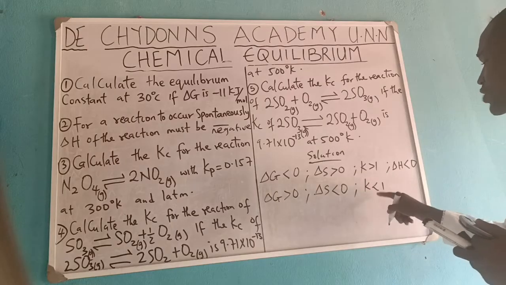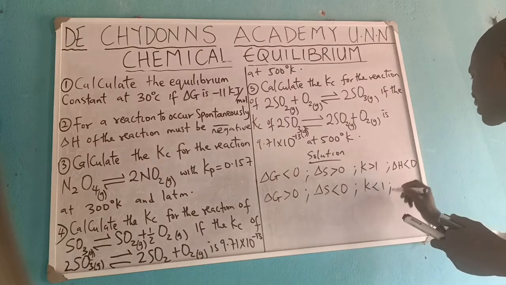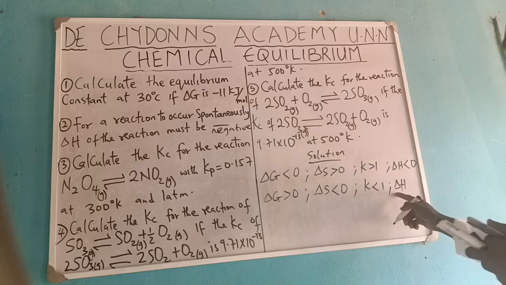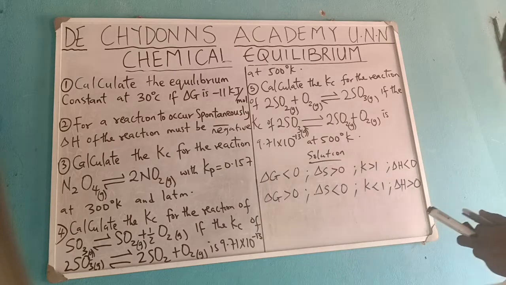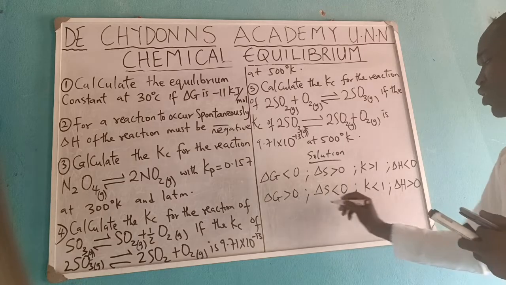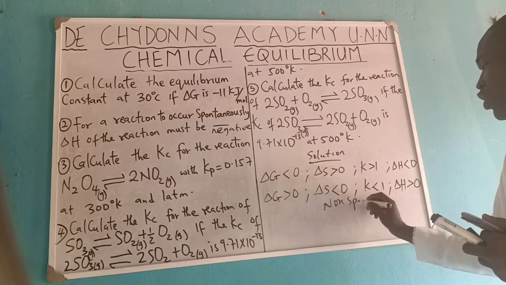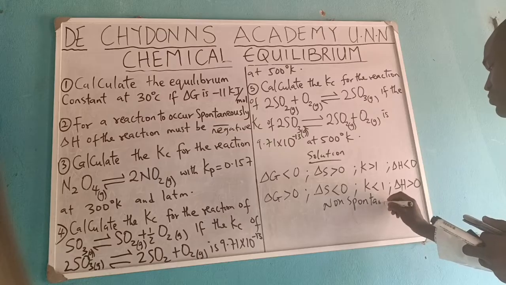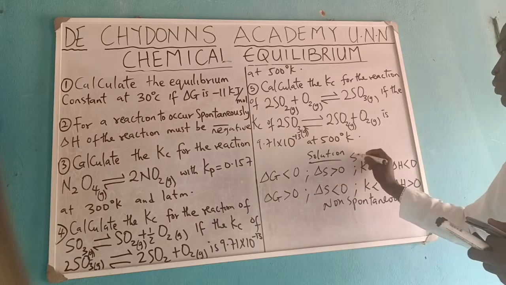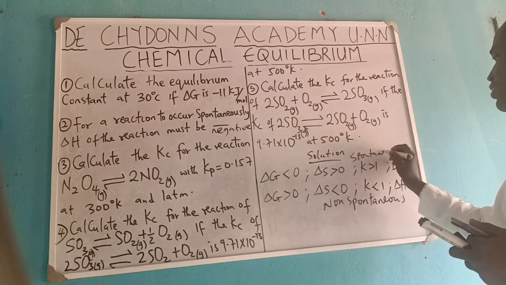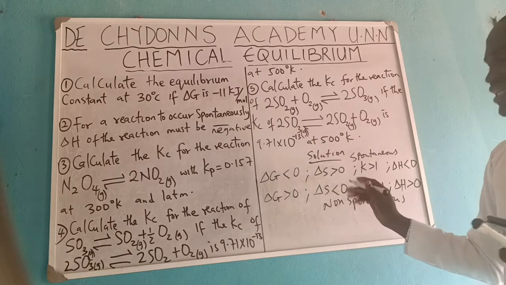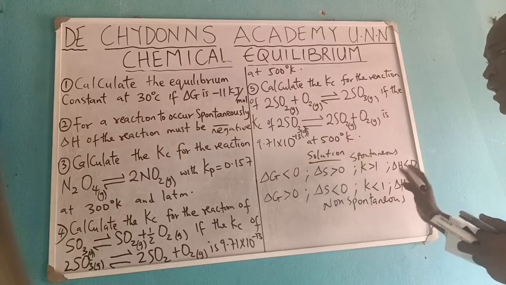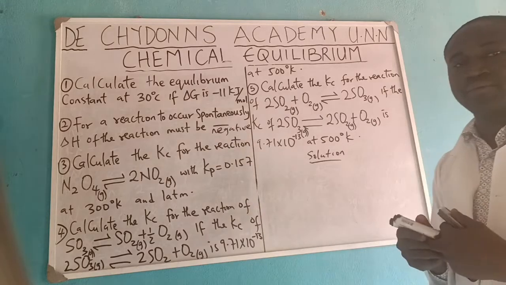And we also say that the equilibrium constant should be less than 1, and the enthalpy change, the heat of the reaction, should be greater than what? 0. So this is for non-spontaneity of a reaction. While this one is for the spontaneous aspect. Please don't mix it up. It's self-explained.